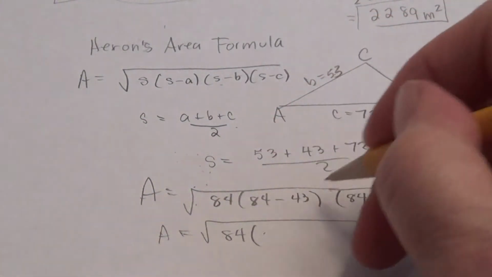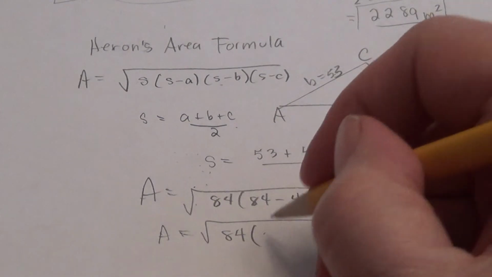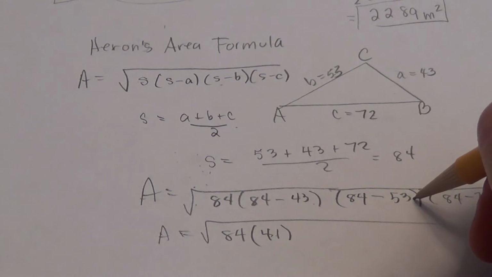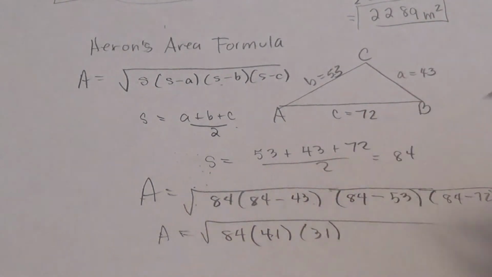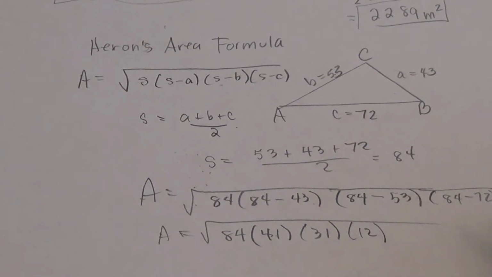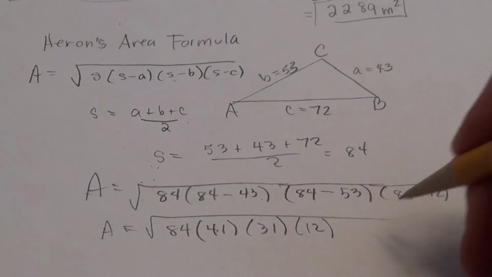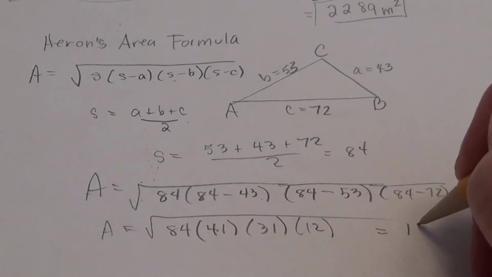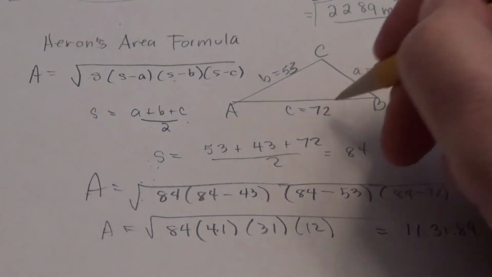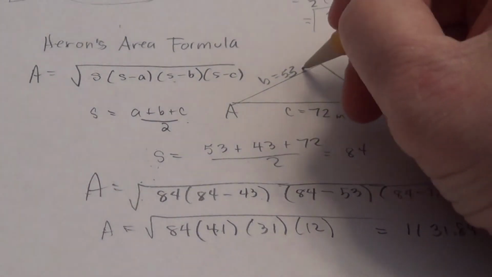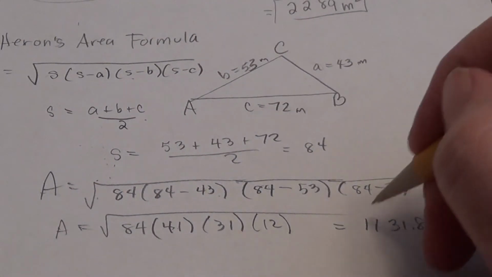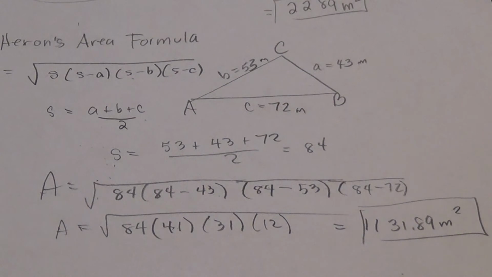All right. So coming out with all those, let's see what's the square root of 84. 84 minus 43 looks like 41. I don't feel like searching for my calculator, but I guess I'm going to have to. 31 and 12. All right, so when I multiply that and take the square root, do I not get something around 1,131.89? If this is meters, some unit, meters squared. All right, short and sweet.